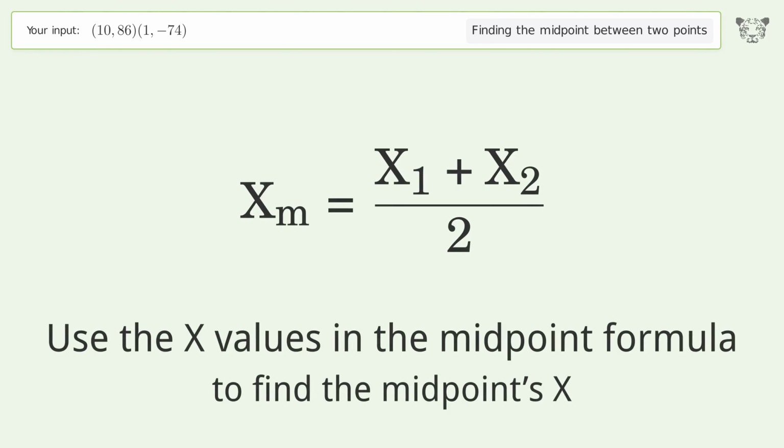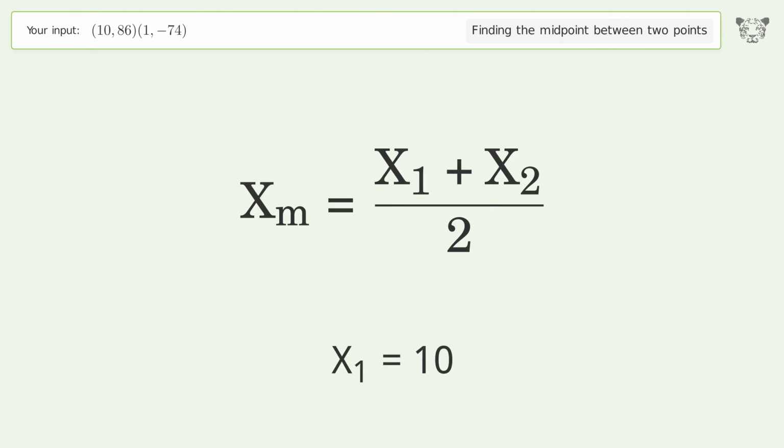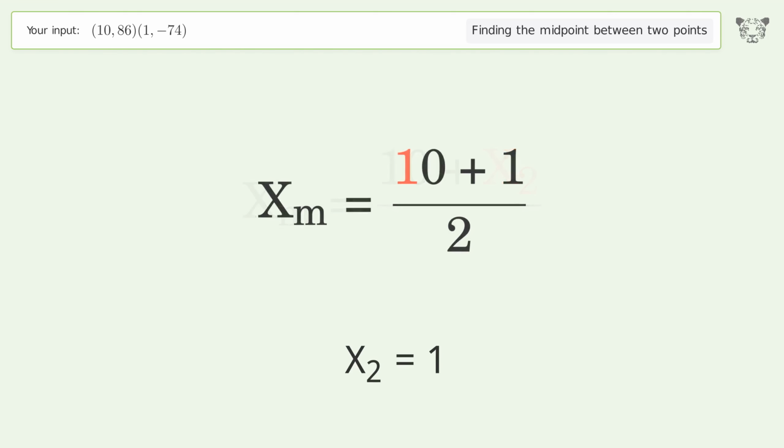Use the x values in the midpoint formula to find the midpoint's x. x1 equals 10. x2 equals 1. Simplify the arithmetic.